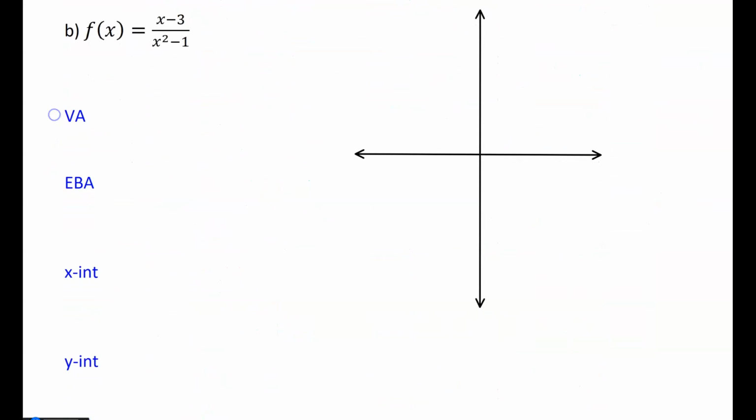Here's our next one: (x minus 3) over (x squared minus 1). First thing I want to do is factor this. We get (x minus 3) over (x plus 1)(x minus 1). So nothing simplifies out in this one. So I can just look at my denominator and I see I have vertical asymptotes, 2 of them here, at negative 1 and positive 1. So I'm going to go ahead and sketch those in.